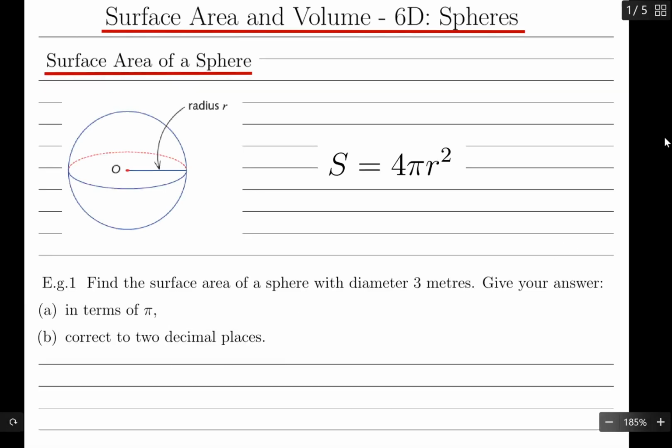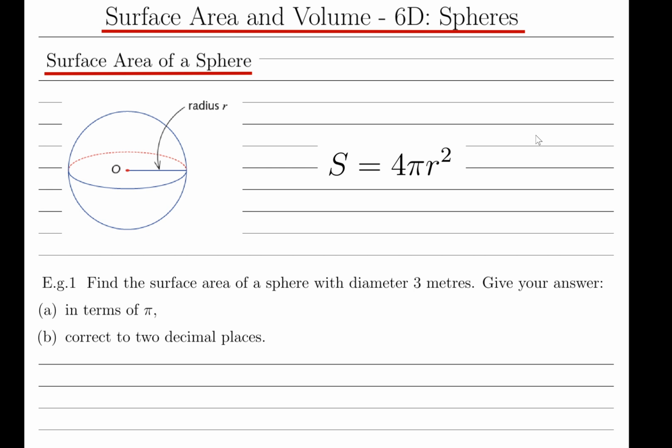This video is for surface area and volume exercise 6D, which focuses on spheres. Now I should specify here, I'm going to give you some new results for the surface area and the volume of a sphere. I'm not actually going to prove the results here, okay? So I'll give you some separate links to look at to hopefully justify them.